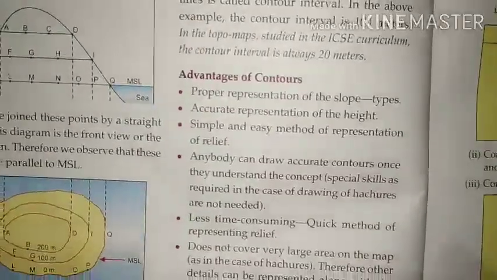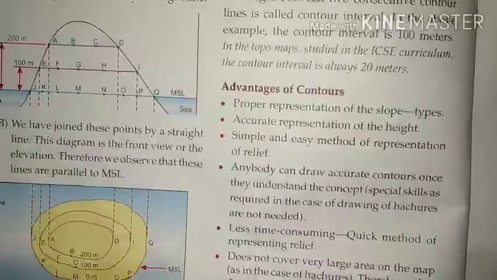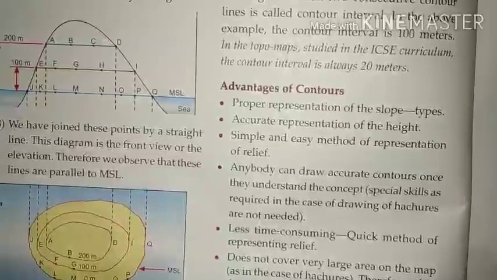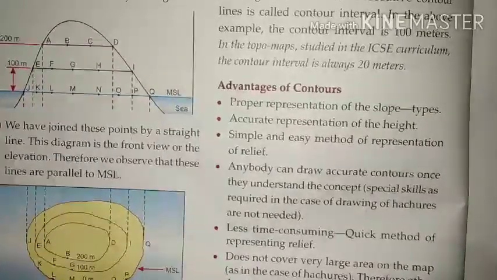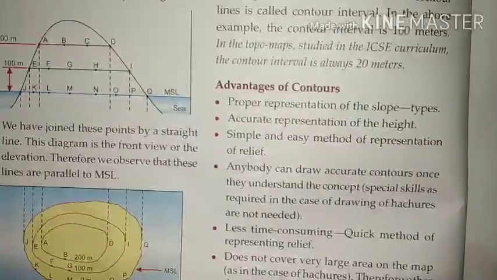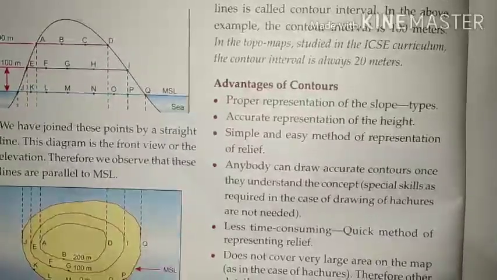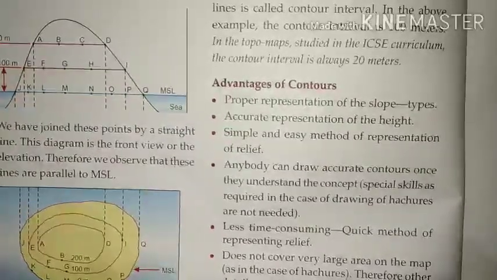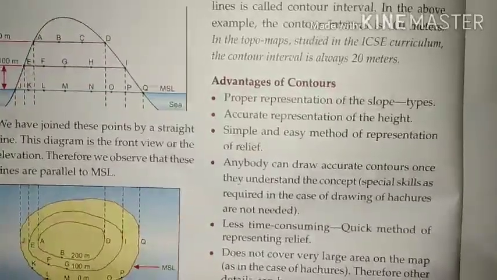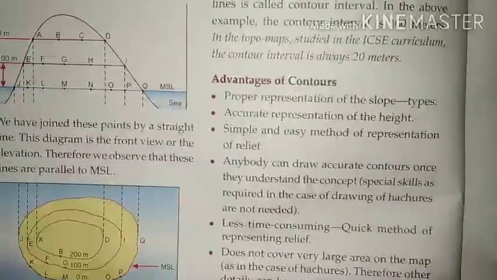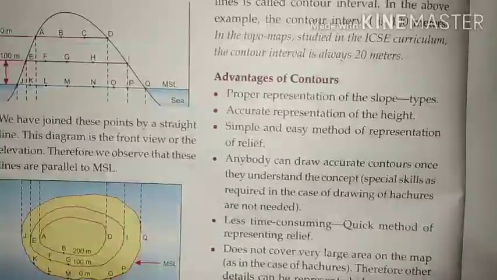Now let us talk about contour interval. What is contour interval? The difference in the height between two consecutive contour lines is called contour interval. In the above example, the contour interval is 100 meter. We have seen that E, F, G, H, I is having a height of 100 meter and A, B, C, D is having a height of 200 meter. And J, K, L, M, N, O, P, Q are at mean sea level, that is 0. So from 0 to 100, 100 meter difference is there, 100 to 200, 100 meter difference is there. So contour interval is the difference in the height between two consecutive contours.